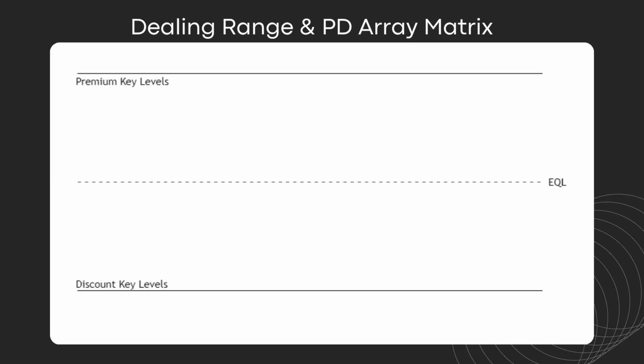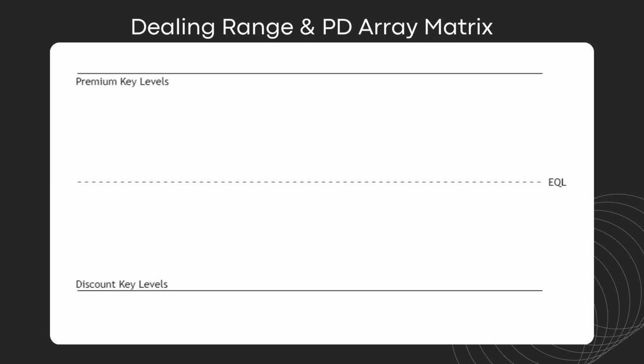Now, what you need to remember is that inside this dealing range or this PD array matrix, we will have multiple key levels, right? And these key levels will be both in the premium region and the discount region. These key levels could be in the form of order blocks, breaker blocks, rejection blocks, fair value gaps, or maybe even in the form of highs and lows.